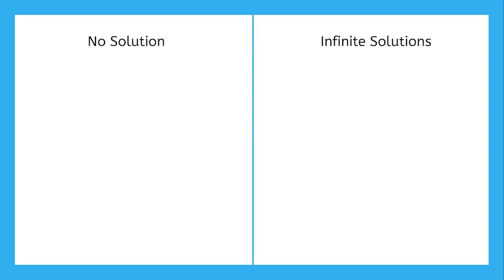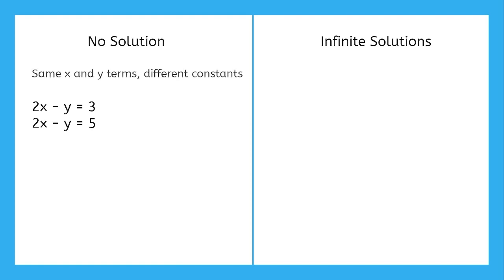So remember when I said recognizing systems with no solution or infinite solutions can be super easy with elimination? Here's why. You may have noticed this in the example we did, but the example with no solution had two equations that were almost the same. Their x term and y term were identical, but their constant was different. This is the telltale sign of a system with no solution, having equations that are almost identical, but the constants are different.